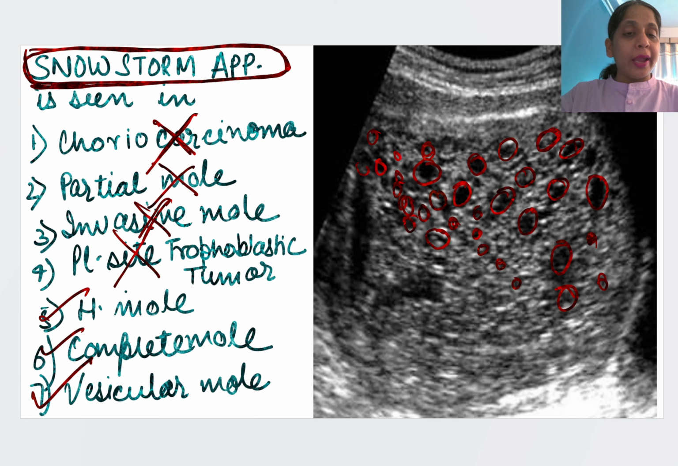I only changed the options when I put H mole and these other options: 60% of answers were correct. When I put choriocarcinoma and partial mole, the result fell to 30%. Please clear it now. Snowstorm appearance is not seen in malignancies or neoplasia. Snowstorm appearance is seen in complete molar pregnancy, not in partial mole pregnancy. Okay?